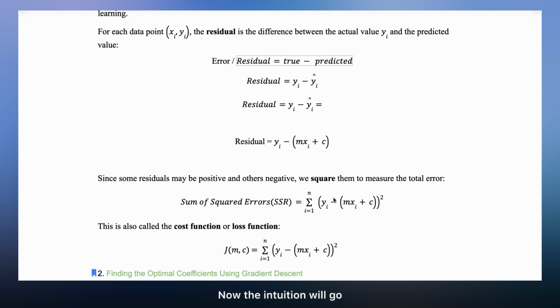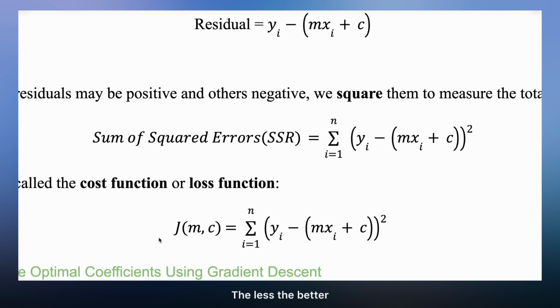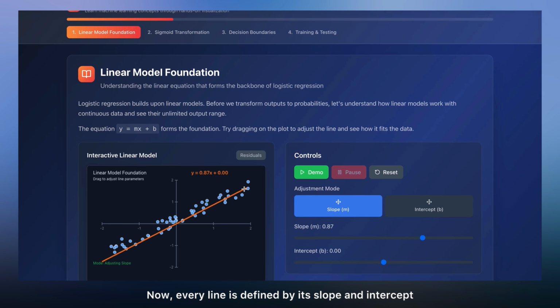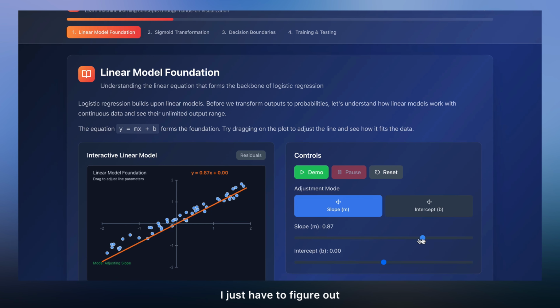Now the intuition, or the storyline for the linear model, or for any machine learning model, will go something like this. I know what my cost function is. The less the better, the more the worse. If I can figure out how to reduce this cost function over time, and figure out the best m and the best c while reducing it, right? Now, every line is defined by its slope and intercept. I just have to figure out what is the best m and what is the best c that I should use to place my line. That is going to help me find the best fitted line.